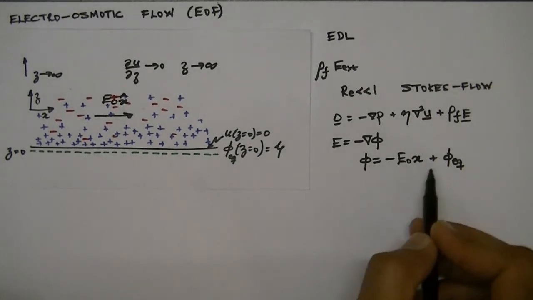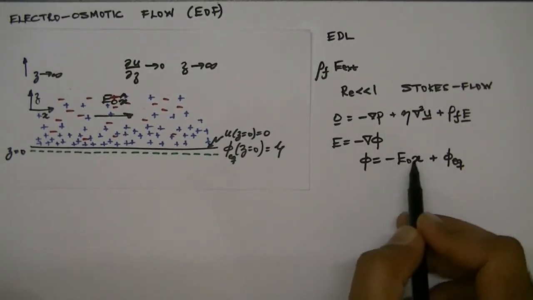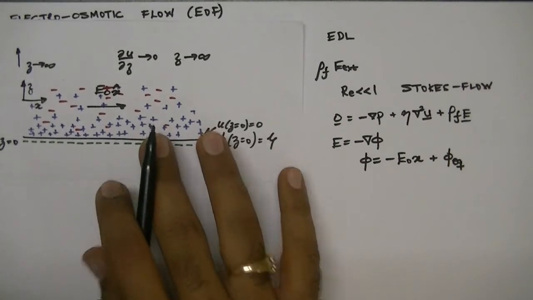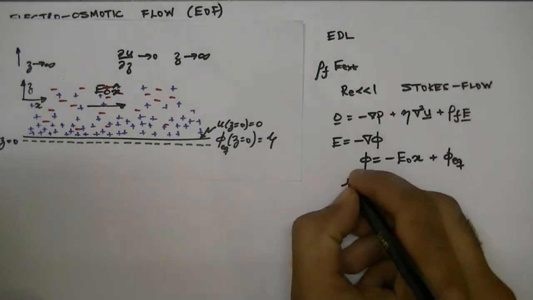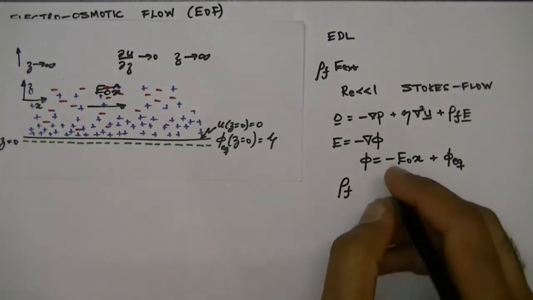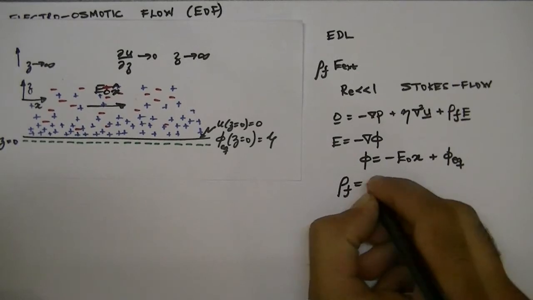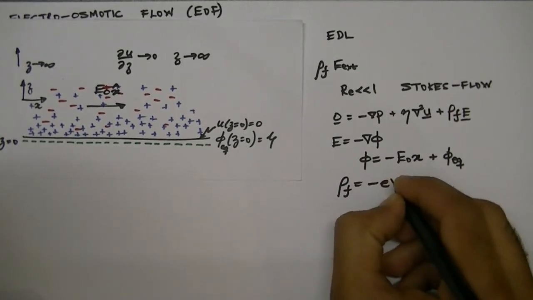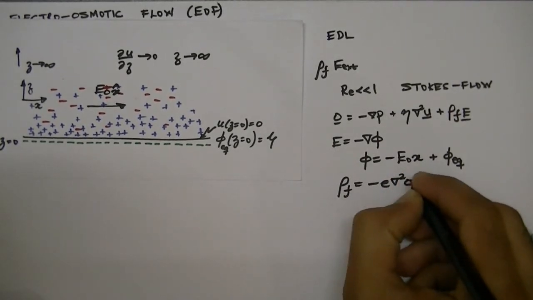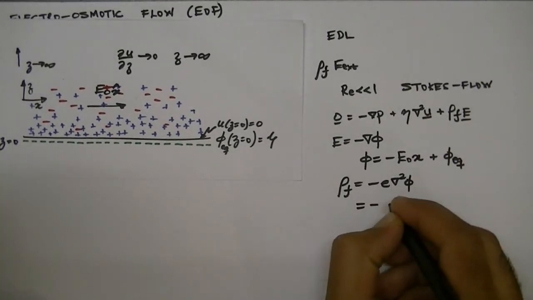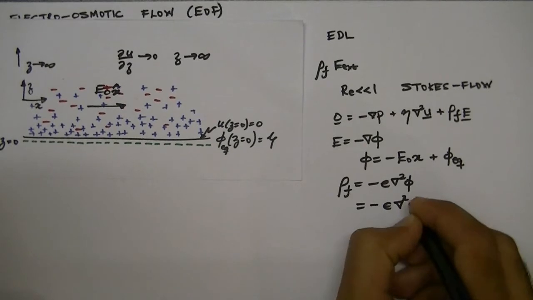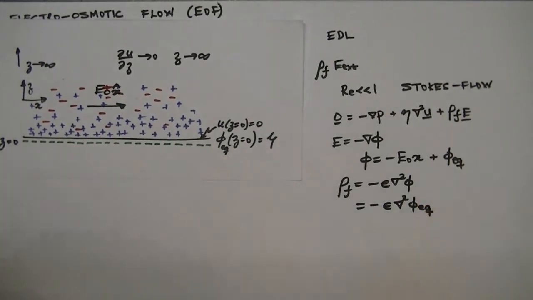So if we set E naught to 0, we'll get back the situation where we just have an EDL and no external electric field. And the charge density rho f is given by the Poisson equation, which is minus epsilon del squared phi, and in our case this becomes minus epsilon del squared phi equilibrium.